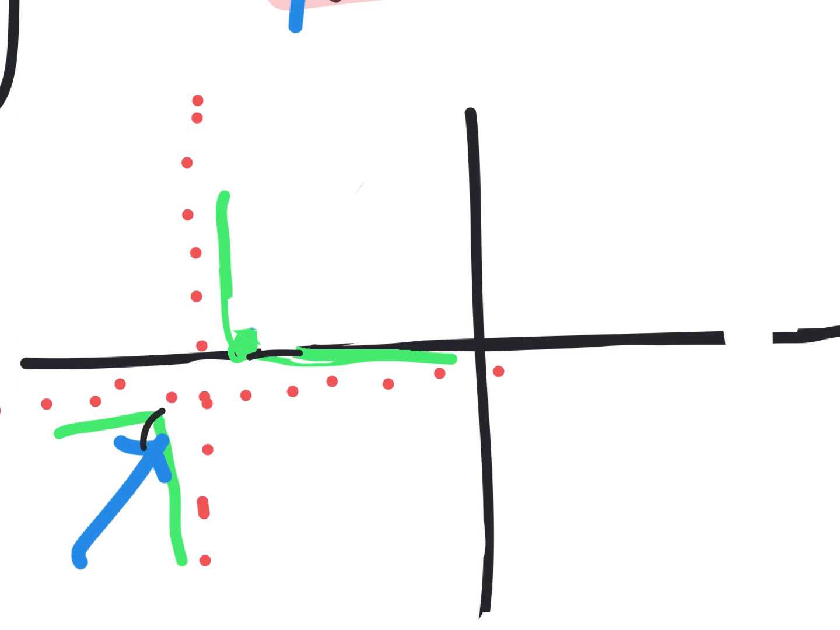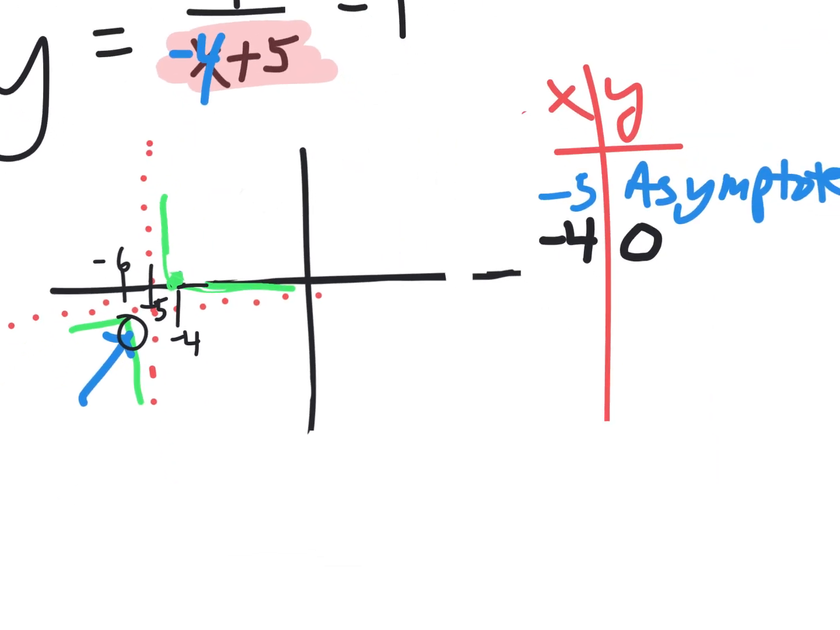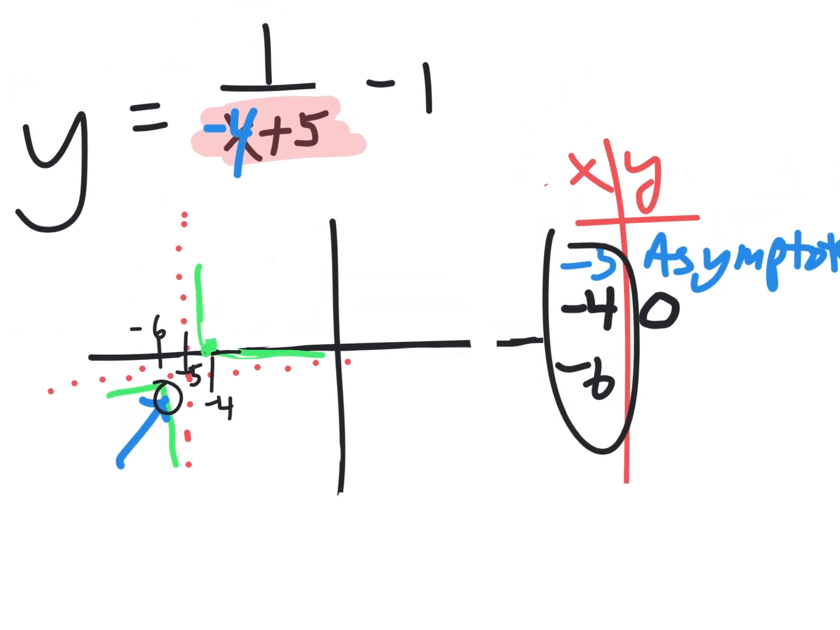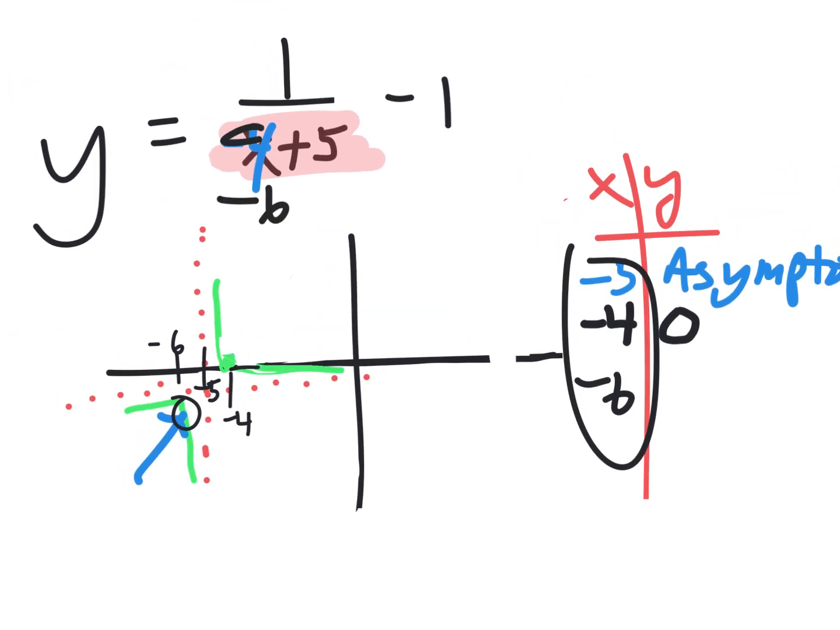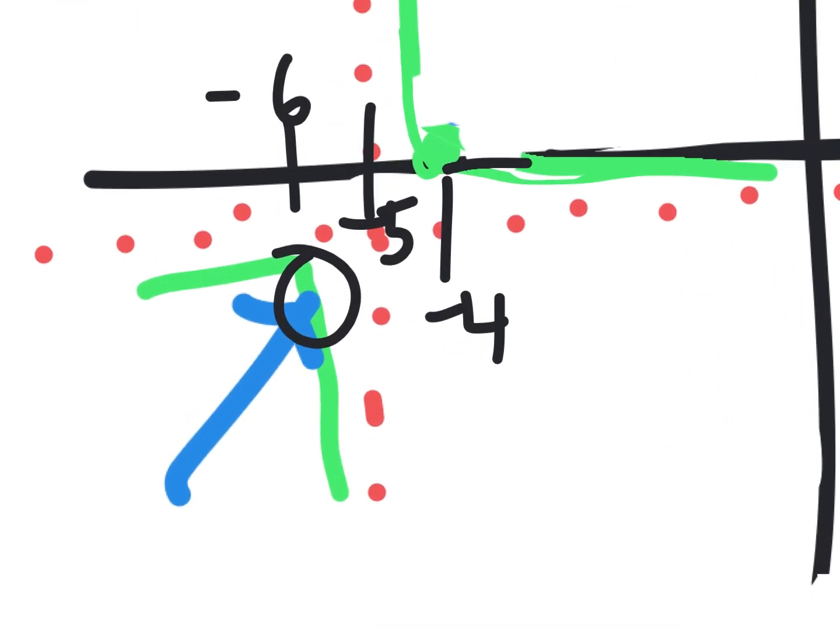Okay, how about this other point over here? Well, if this was negative 4 and the asymptote was at negative 5, I wonder what I should put in. Maybe negative 6. And they're all close to each other, which makes sense. And then I put in negative 6 here. And negative 6 plus 5 is negative 1. 1 over negative 1 is negative 1. Negative 1 minus 1, negative 2. Who had negative 2? You were correct. And that was this point right there. Negative 6, negative 2.